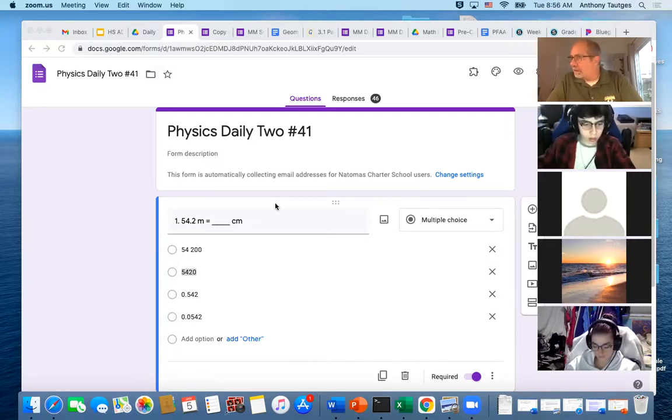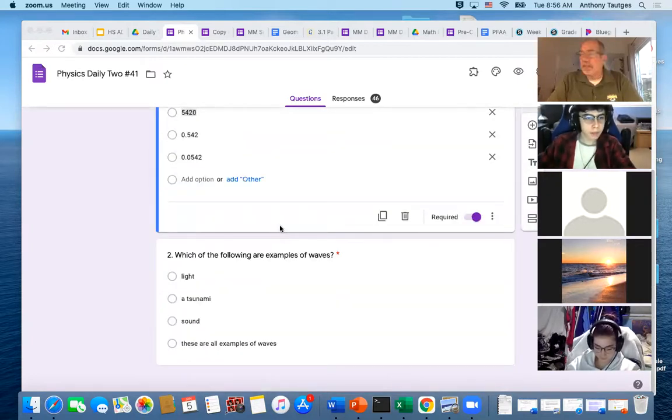Okay. And then the second one is, which of the following are examples of waves? And the correct response is, these are all examples of waves. Light is a wave, a tsunami, or what used to be called a tidal wave, but more properly, at least in my opinion, called a tsunami in the ocean, and then sound. These are all examples of waves. Okay. All right. And most respondents came up with that as well.